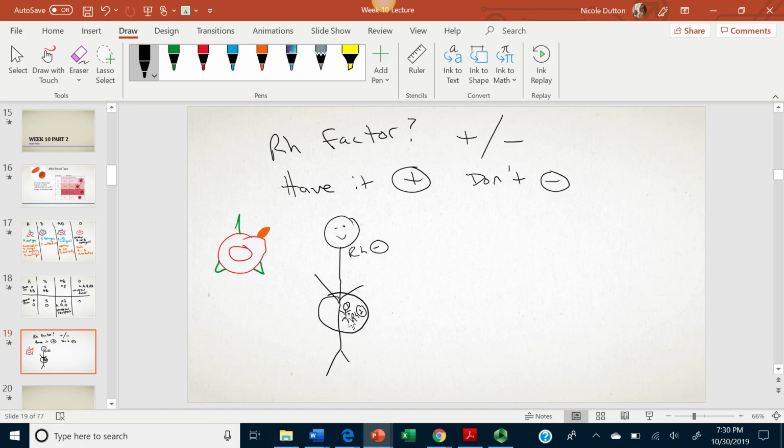And during the first pregnancy, it's usually okay. But the second pregnancy, if an Rh negative mother is pregnant with a second Rh positive child, now the antibodies are going to exist. And as soon as that baby starts producing their own red blood cells, which again happens about halfway through gestation, the mother's antibodies are going to attack and kill the baby's blood, essentially killing the baby.